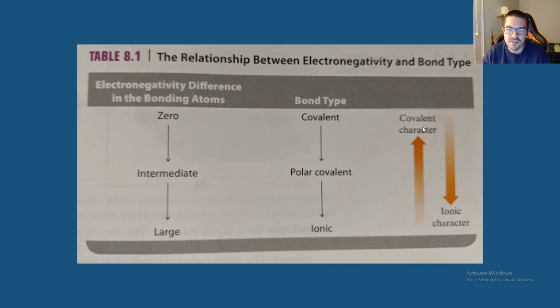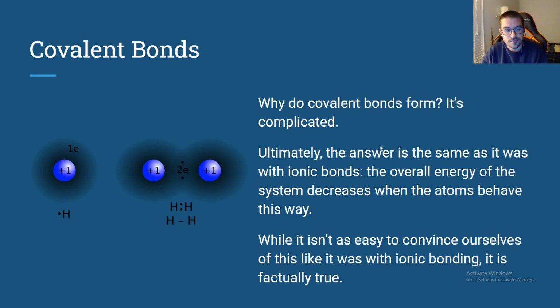What it means is the bond acts like a covalent bond. If the difference in electronegativity is large, then you have an ionic bond, which is ionic in character. And in that middle scenario, if you have a moderate or intermediate difference in electronegativity, you have a polar covalent bond, and you're sort of stuck in the middle. You're in limbo between covalent character and ionic character. And in reality, it does act like both. Okay, so covalent bonds.